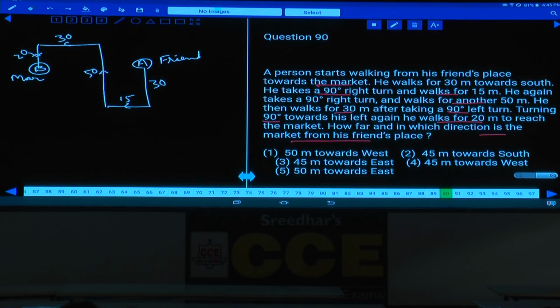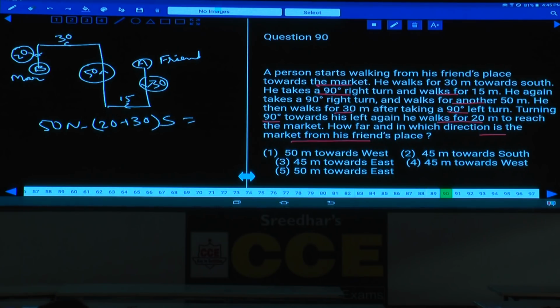Now if you observe here, the vertical distance: this is 50 meters towards north. This is 20 towards south and 30 towards south. 20 plus 30, these two are towards south. 50 north, 50 south. So what is the distance here? 50 minus 50 is 0. Then how far and in which direction is the marketplace from his friend's house?